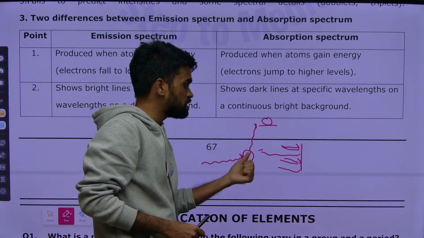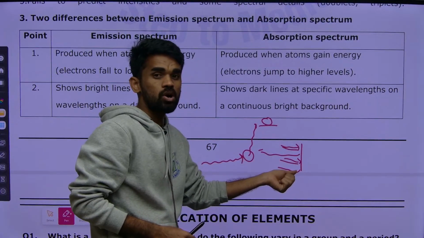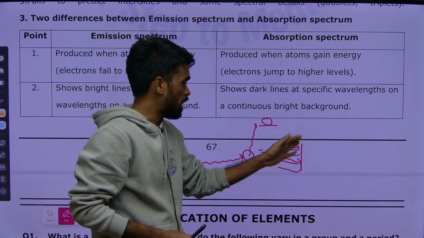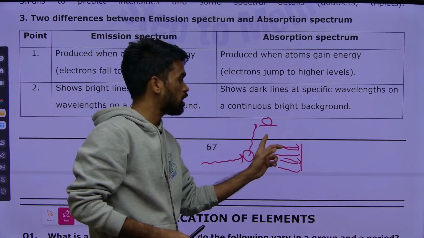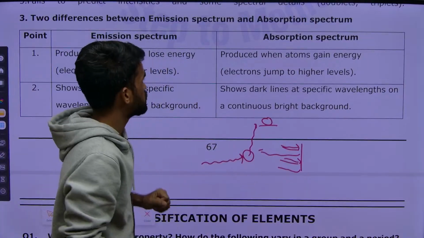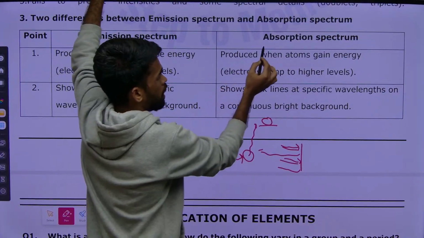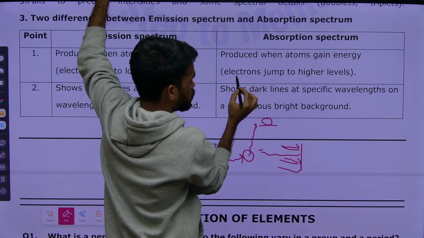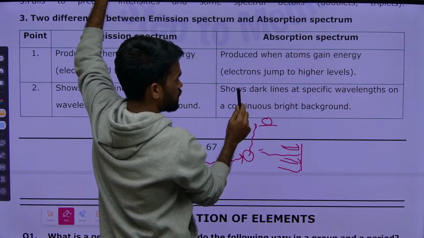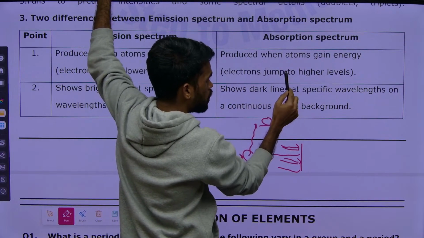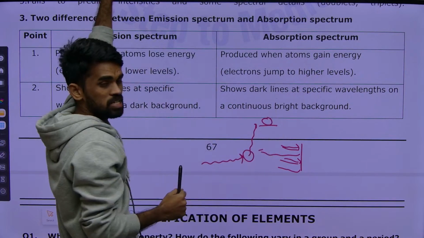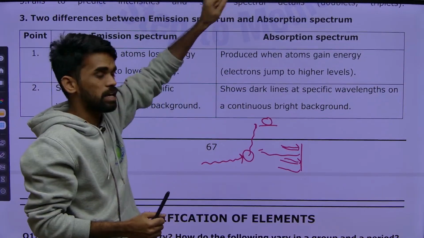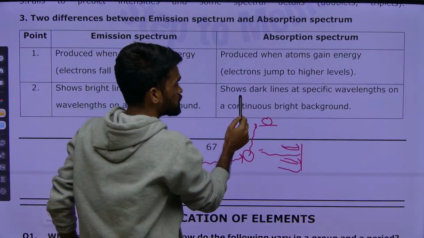So that is why those lines are missing on this photographic plate. On a bright background, dark lines are seen here. So just read this. Absorption spectrum is produced when an electron gains energy, when an atom gains energy. In that case, the electron jumps to a higher energy level from the lower energy state. Only by absorbing the energy is it jumping into the higher energy level.